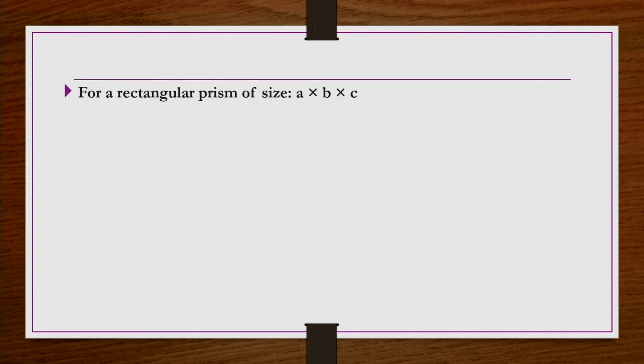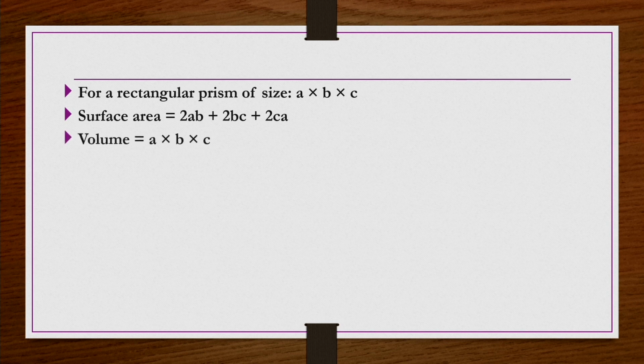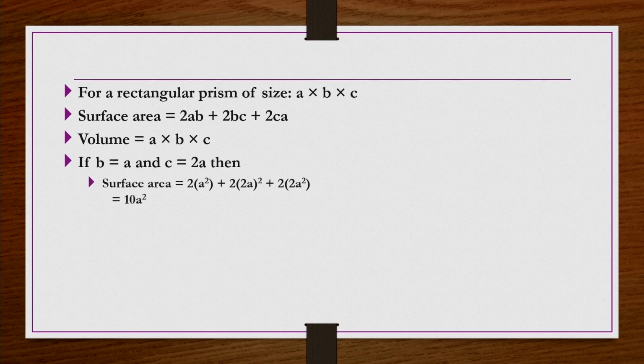Let us say if you have a rectangular prism of size A by B by C, then what is the surface area of that particle? It is going to be 2AB plus 2BC plus 2CA. What is the volume of that particle? It is A multiplied by B multiplied by C, right. Now, if you take B equal to A and C equal to 2A, then what should be the surface area? It is going to be 10A square, and the volume is going to be 2A cube, right.